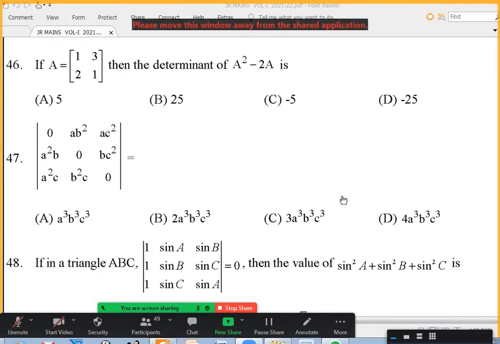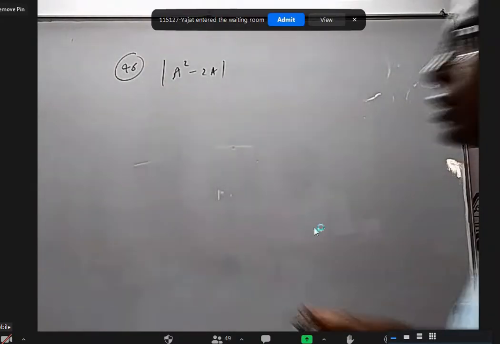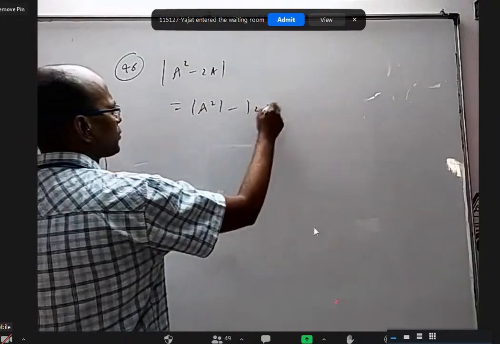Okay. 46, the very simple question, but somebody may have a doubt that, why not... Sir, 48 we have, sir. Yeah, I'll discuss, I'm saying. 46, somebody can write, why not det of A square minus 2A? I'm telling how what not to do. One should not write det of A square minus 2A as det of A square minus det of 2A.